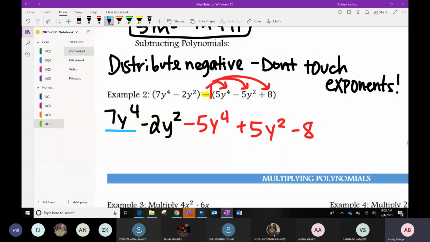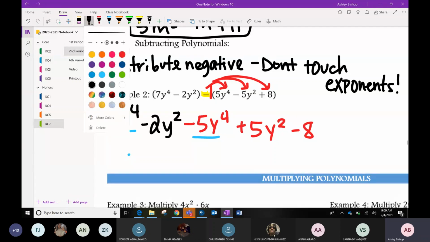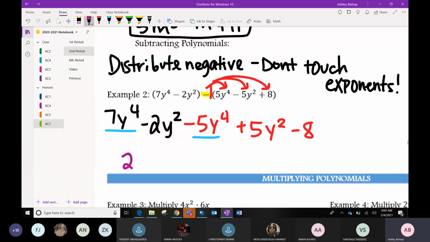So I have 7y to the 4th power. In the chat, please, which one can I combine with 7y to the 4th power? Which one is its like term? Yes, -5y to the 4th power. Perfect. Thank you. So 7y to the 4th power minus 5y to the 4th power will just give me 2y to the 4th power. Right? 7 minus 5 is 2y to the 4th power. So we just work with their coefficients, keep the exponents the same.